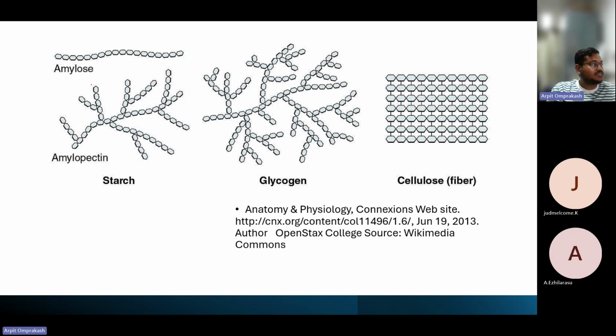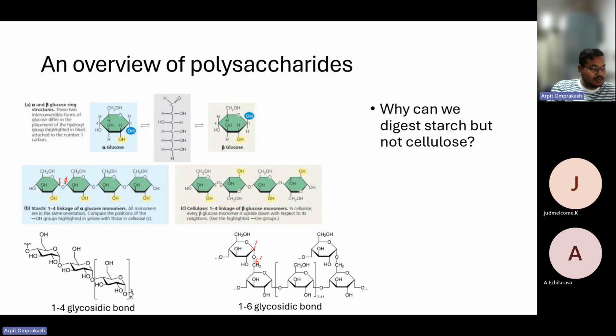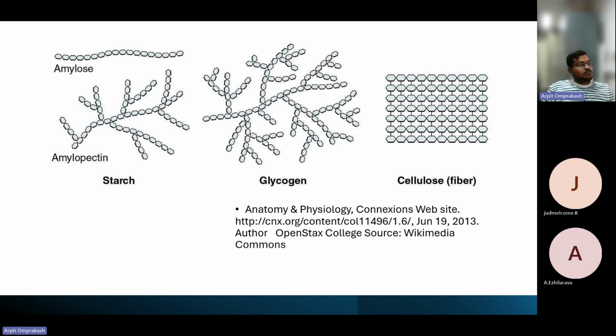Starch can be amylose or amylopectin. Amylose has only 1,4 glycosidic bonds, so it forms a straight chain, and the 1,6 glycosidic bond leads to branching. Once you form a bond here, the next chain starts from here. It's not linear anymore. So starch can have 1,4 or 1,6 glycosidic bonds to form amylose or amylopectin.